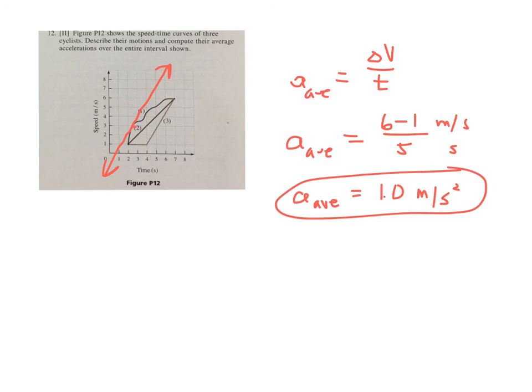But once again, path 3 still gives you an overall average of 1.0 meters per second squared, even though it's more than that for the 3 seconds at the end, but it's 0 acceleration for the first 2 seconds. So bottom line is same acceleration for all 3 pathways.